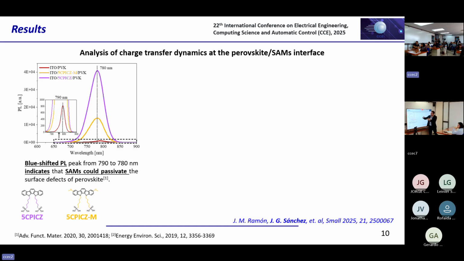But in this case, we have the opposite. We have higher photoluminescence. In this case, the phenomenon is different. The phenomenon is a passivation. That means the SAM can reduce the defects on the surface of the perovskite, and then there is less recombination in the interface between the SAM and the perovskite.